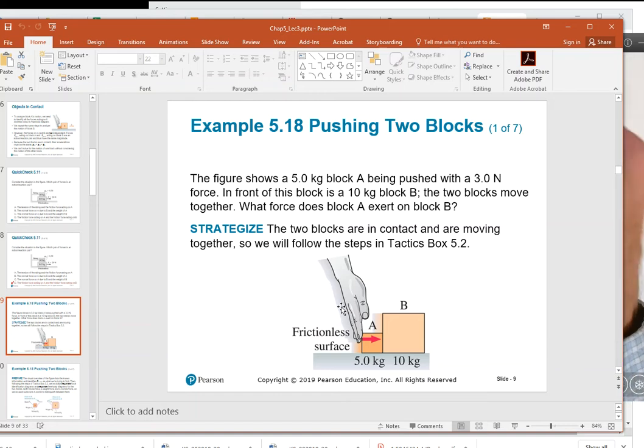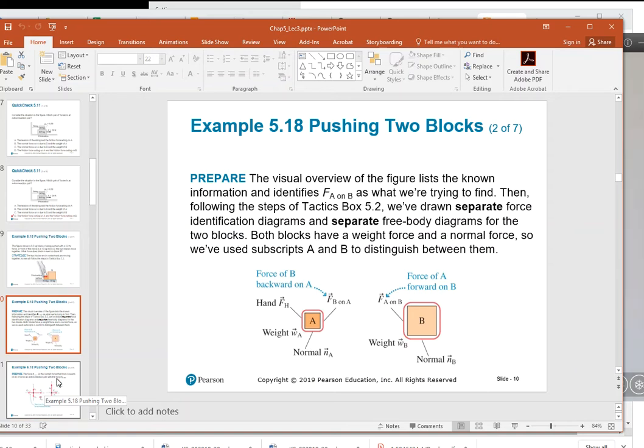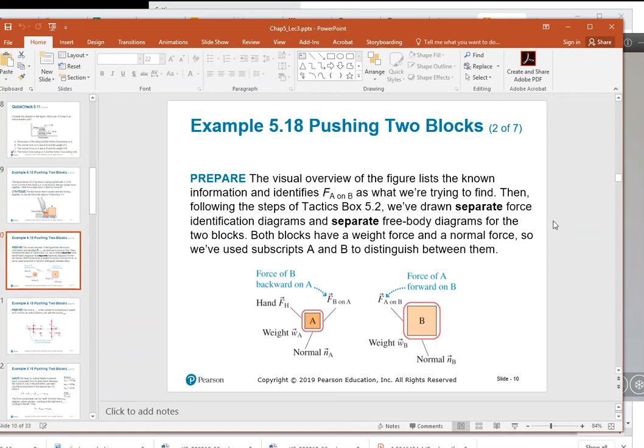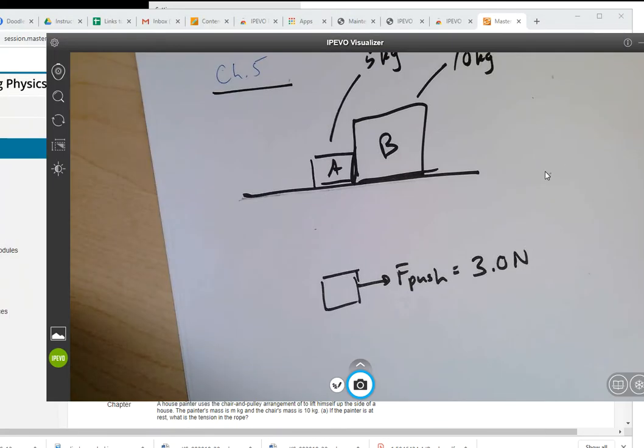So it shows two blocks. Block A is 5 kilograms, and block B is 10 kilograms, or the masses. And I'm pushing block A with a 3 Newton force. So the force of pushing is equal to 3.0 newtons. And so we're basically asking the question, what force does block A exert on block B? Well, in order to do this, we might separate the forces and think about a free body diagram for each of the blocks. So I'm going to go ahead and draw that right now.